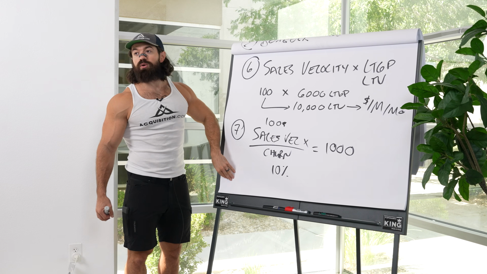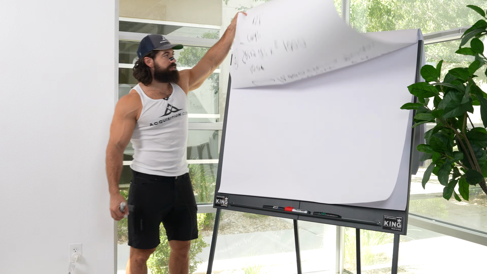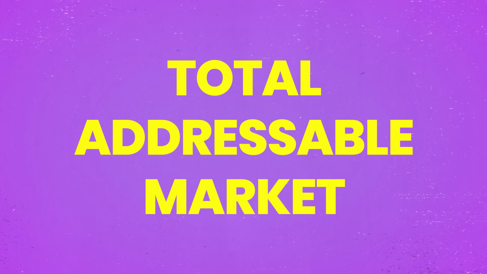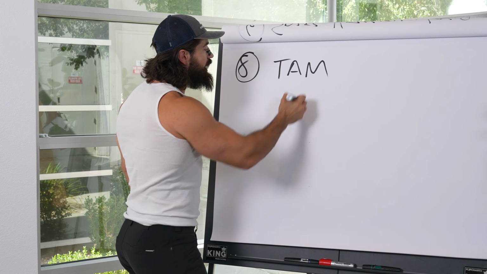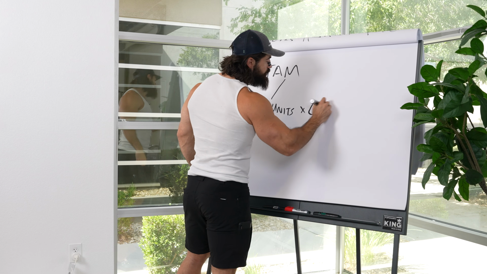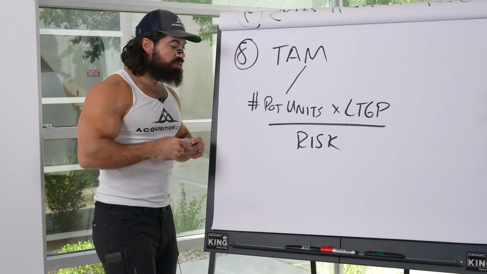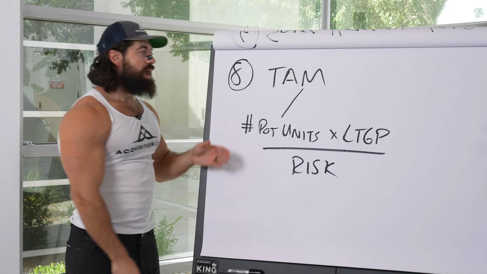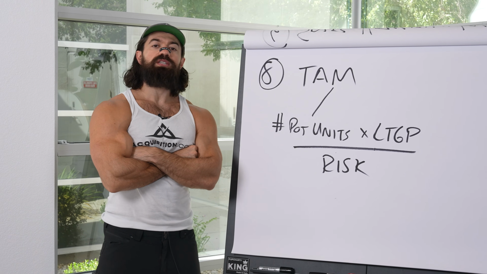That's 6 and 7, and now we'll go to bonus number 8, the secret bonus, which wraps all of this stuff together. This equation is really in relation to how big the opportunity is. So TAM is just a fancy word for total addressable market, which is how many people I could potentially sell to. And so when I'm analyzing an opportunity, it's number of potential units times lifetime gross profit divided by risk. This ultimately gets at how big of a company I think this could ultimately be.